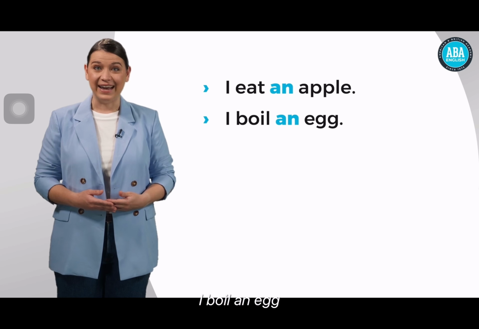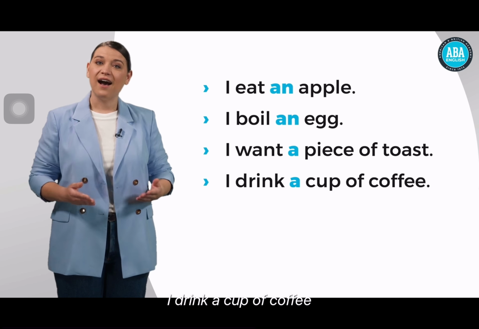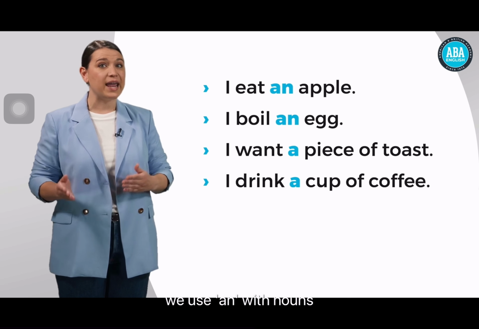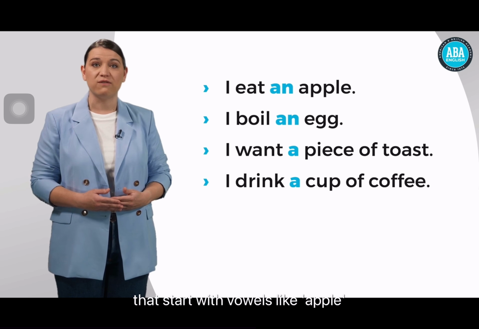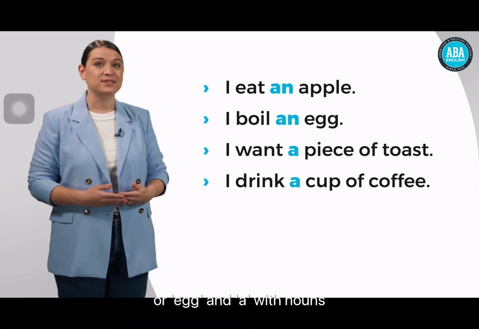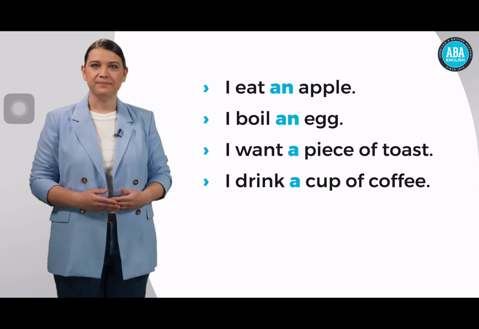I boil an egg. I want a piece of toast. I drink a cup of coffee. As you can see in these examples, we use an with nouns that start with vowels, like apple or egg, and a with nouns that start with a consonant, like toast or coffee.